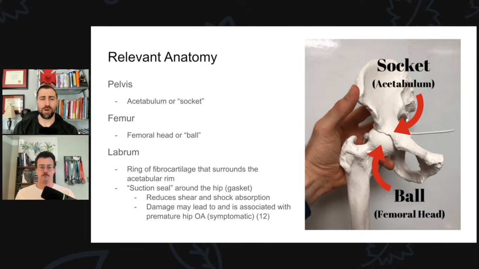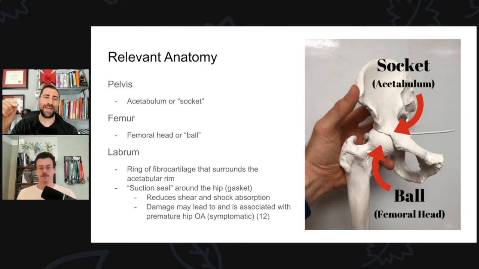Then you have your labrum, which is a ring of cartilage that surrounds the acetabular rim, and this forms a suction seal. So essentially, if you don't have a hip labral tear, you have an intact labrum, and this creates a suction seal around the hip, right? Like a gasket. I'm not a big car guy, so I don't necessarily know what that means, but if you do know cars, I think that'll make more sense. And what this does is it reduces shear and provides shock absorption, right? What's kind of interesting is you have a layer of fluid between the femoral head and the acetabulum.